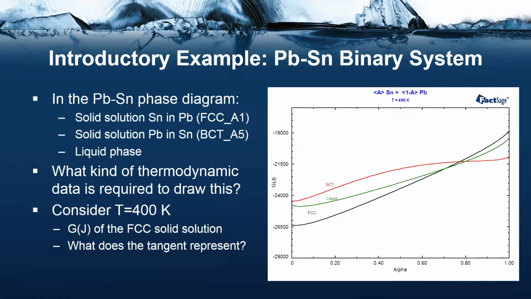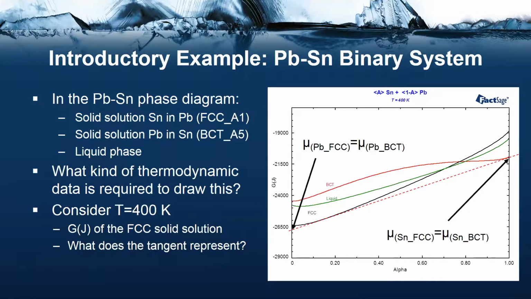Consider if we draw this tangent that is valid for a composition of both the FCC and BCT. Then we ask ourselves again, what does this tangent represent? Now we have a tangent that is valid for two phases where the chemical potential of lead is the same in both phases. So the chemical potential of lead in the FCC phase is the same as the chemical potential of lead in the BCT phase. Similarly, the chemical potential of tin is also the same.